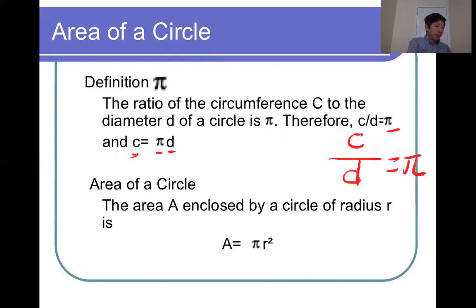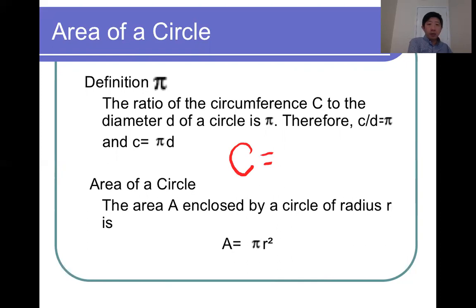Okay. Now, if you'd like to find out circumference, you take pi times the diameter, and then you can find out the answer, right? Now, what about the area of a circle? The area of a circle is pi r square. Pi r square, right?